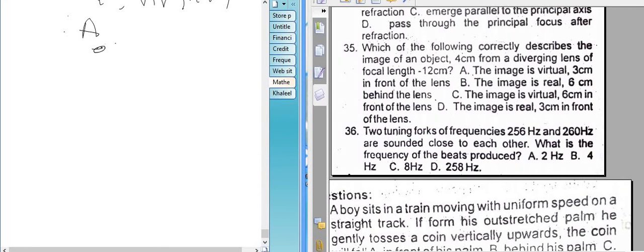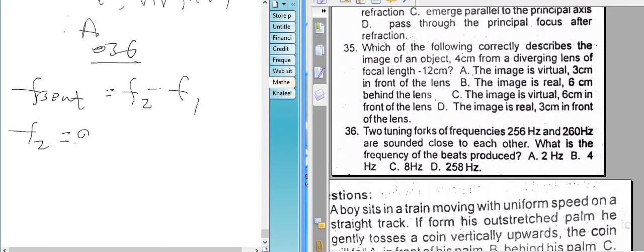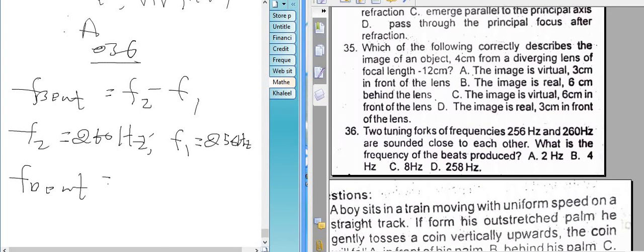Question 36. Two tuning forks of frequency 256 Hz and 260 Hz are sounded close to each other. What is the frequency of the beat? So the beat frequency is always equal to F2 minus F1. From the question, F2 is 260 Hz and F1 is 256 Hz. So the beat frequency is equal to 260 minus 256, which is equal to 4 Hz. So the correct option is option B.